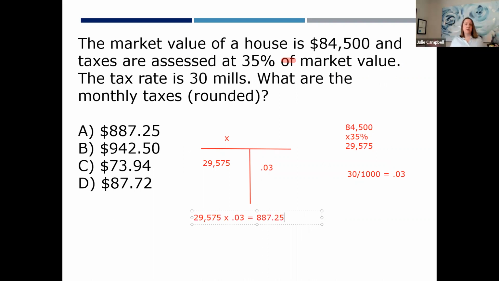The answer is clearly A. There's no doubt about it, right? What? Once you think you have an answer, I need you to go back and make sure the answer you have is in fact what they're looking for. In this case, what are they looking for? Monthly taxes. So we take our annual taxes and divide by 12 to get our monthly tax of $73.94 or C. Questions?